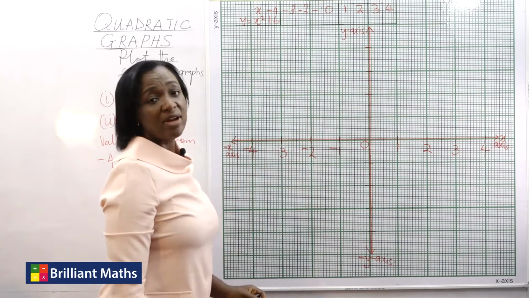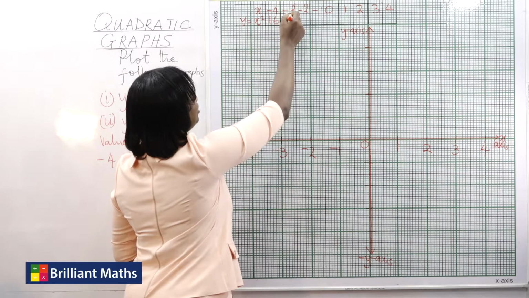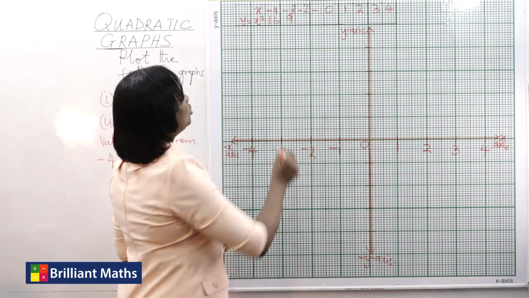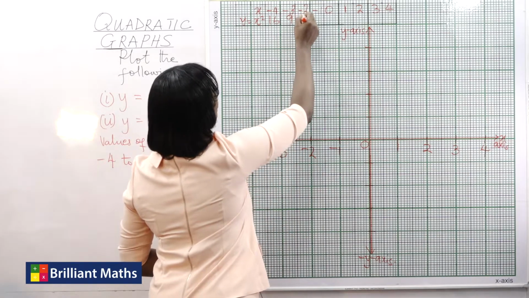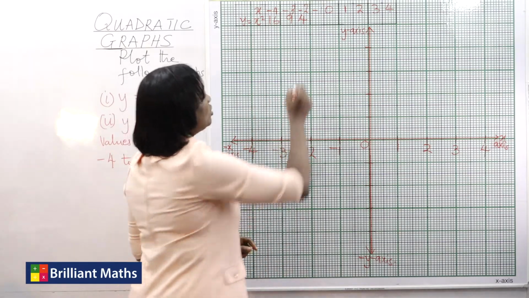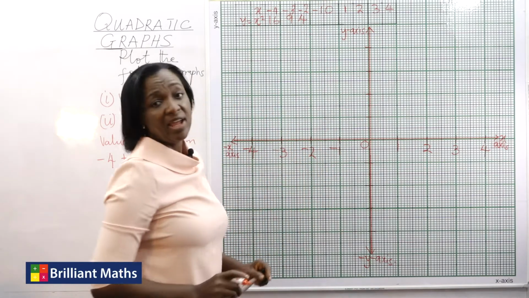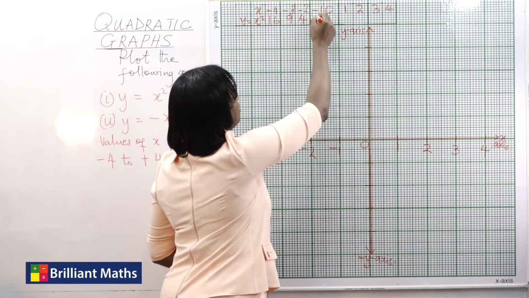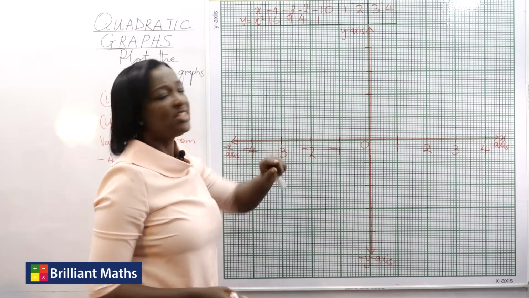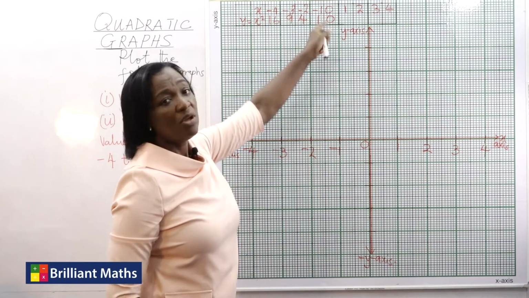When x is equal to minus 3, the value of y will be minus 3 squared, which is 9. When x is equal to minus 2, the value of y is minus 2 squared, which is 4. When x is equal to minus 1, the value of y is positive 1, because minus 1 squared is equal to positive 1. When x is 0, y is 0. That means that the graph passes through the origin.